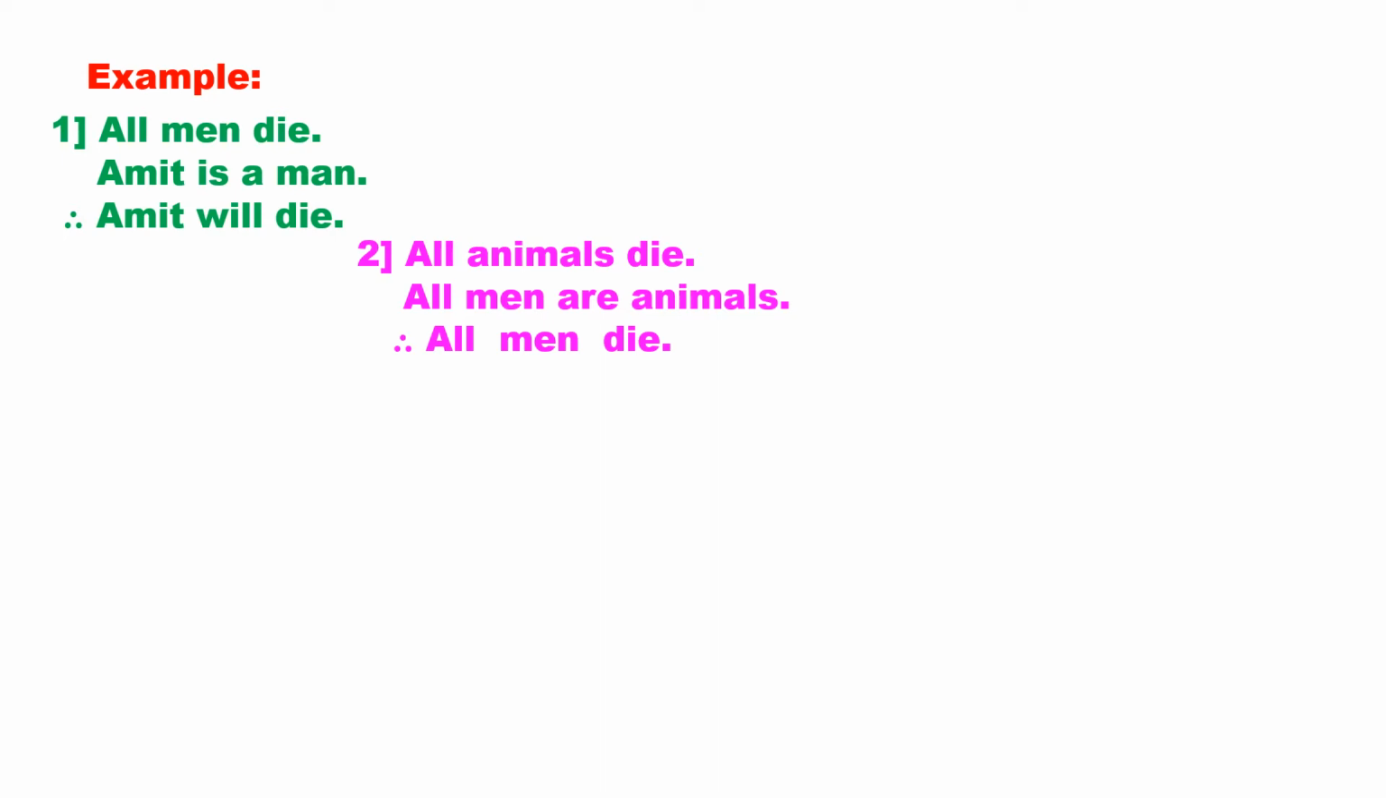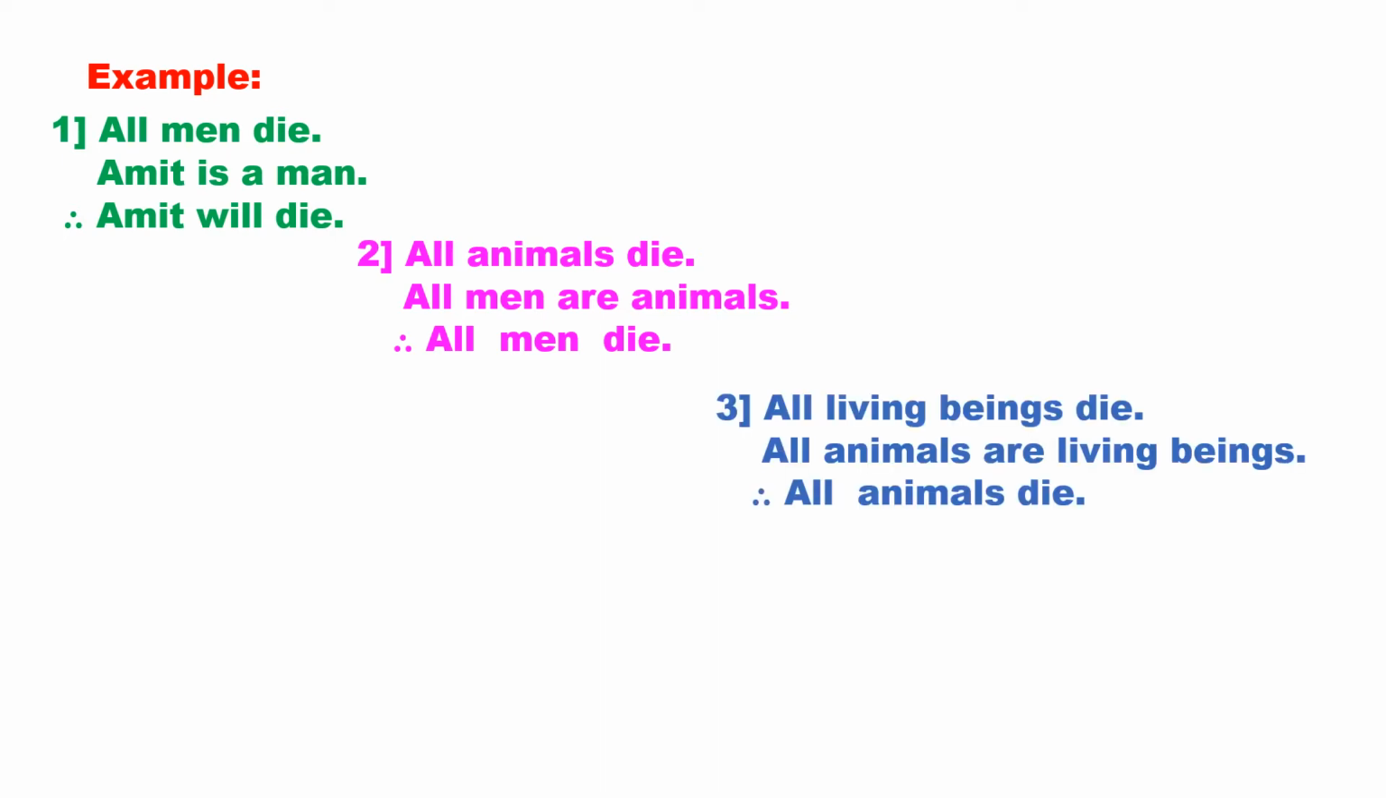To prove the material truth of the conclusion all men die, we will have to prove the proposition all animals die is true. To prove the proposition all animals die is true, we will have to frame another deductive argument, saying that all living beings die, all animals are living beings, therefore all animals die. Now here all animals die is inferred from all living beings die and all animals are living beings. To find out the material truth of the conclusion all animals die, we will have to prove the proposition all living beings die is true.